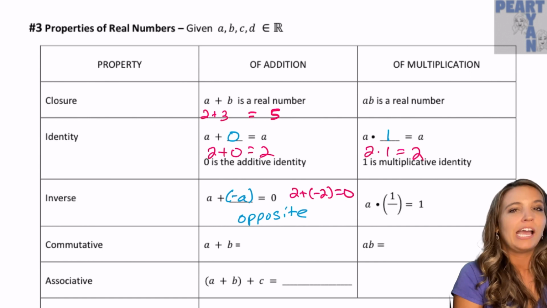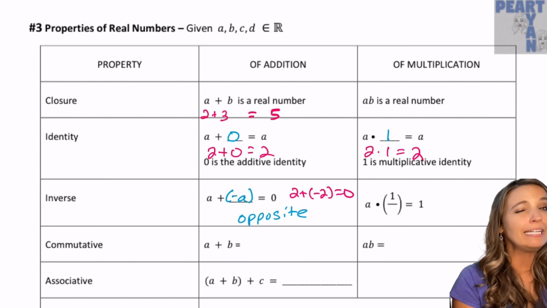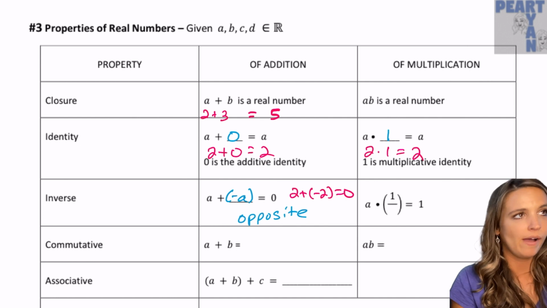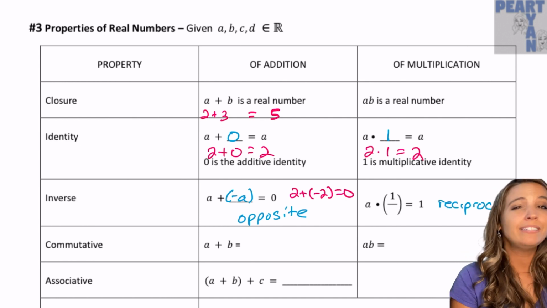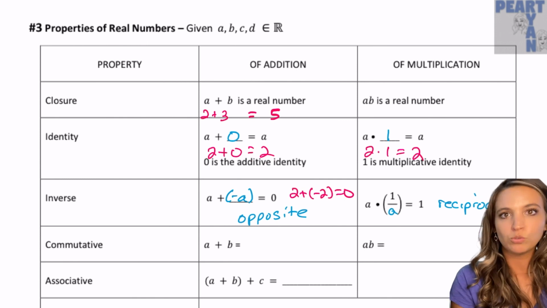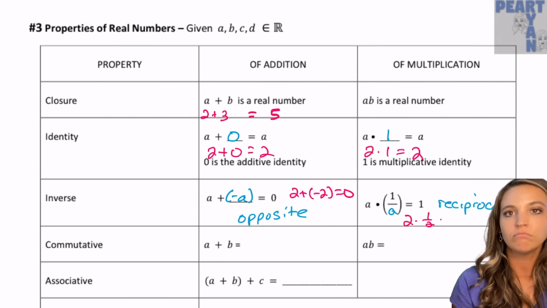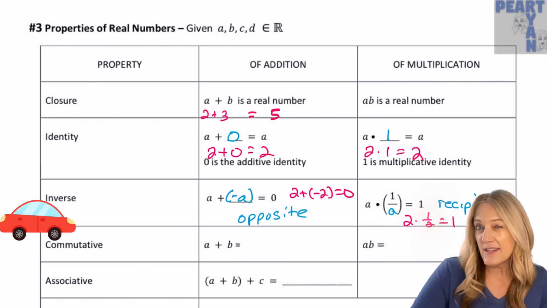That's true. Inverse property of multiplication. A times what equals 1? Well, A times its reciprocal equals 1. So A times 1 divided by A equals 1. 2 times 1 divided by 2? Yep, that equals 1.